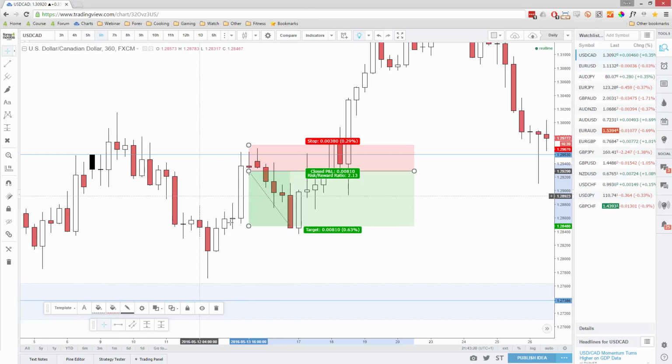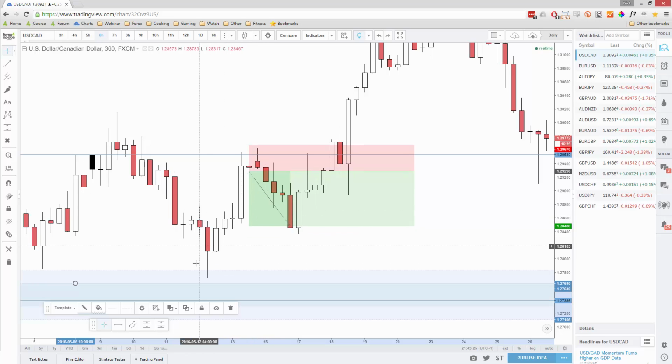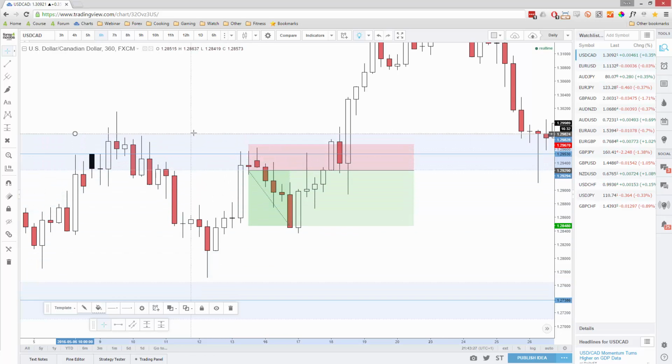We're going to look at more trade examples, but we're going to look at USD CAD first, and then I'll show you a few more examples of recent trades.